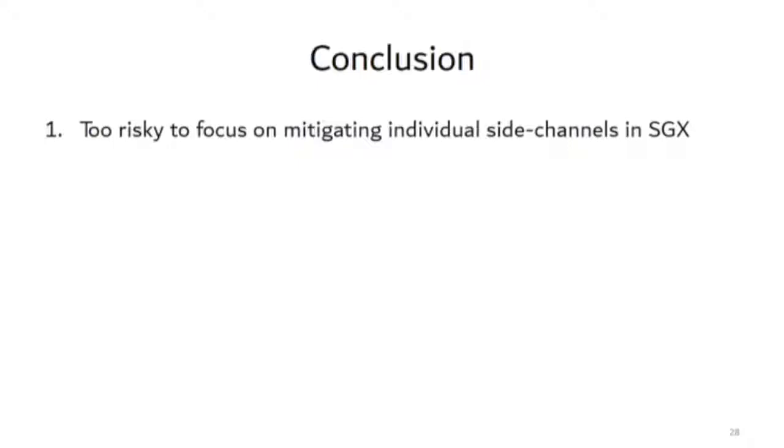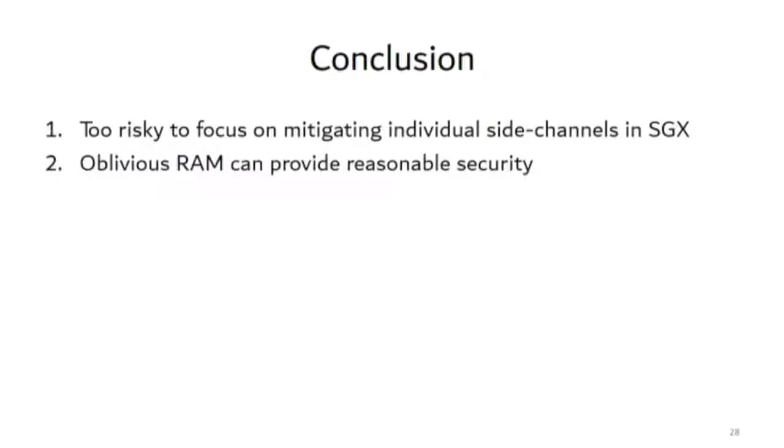In conclusion, I would say that first of all, it's very risky to focus on mitigating a single side channel, as a lot of previous work has done. Oblivious RAM can definitely be used to provide reasonable security. Of course, there are huge performance drawbacks, but Oblivious RAM can technically provide very sound security and should definitely be considered as an alternative.